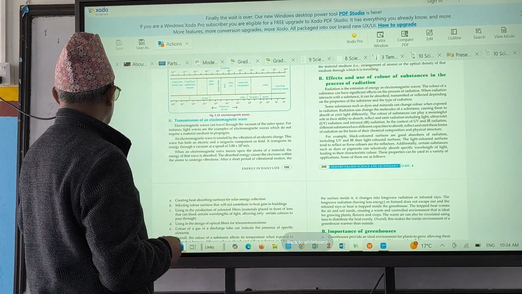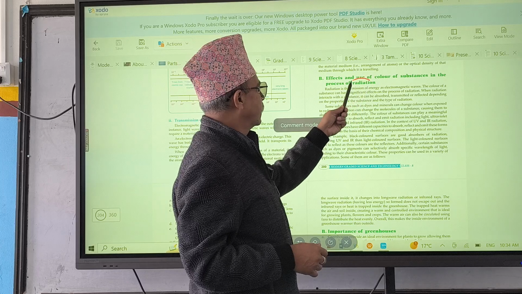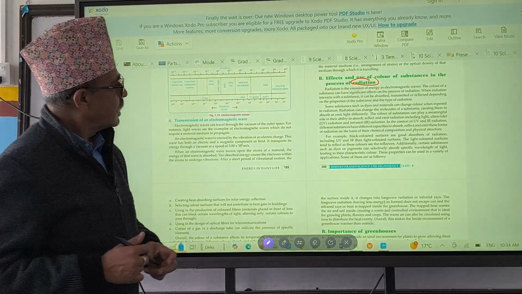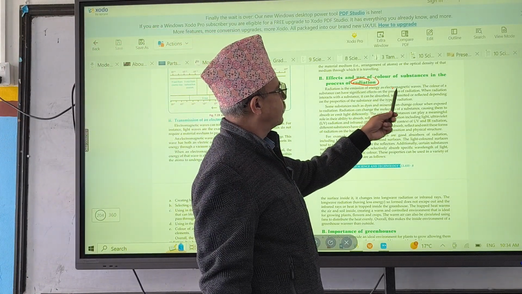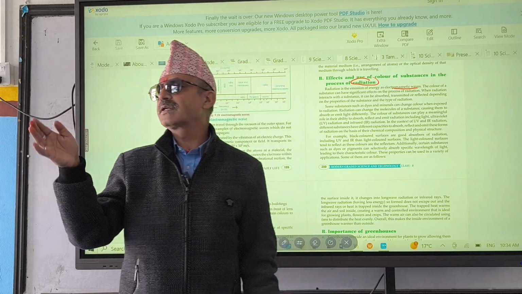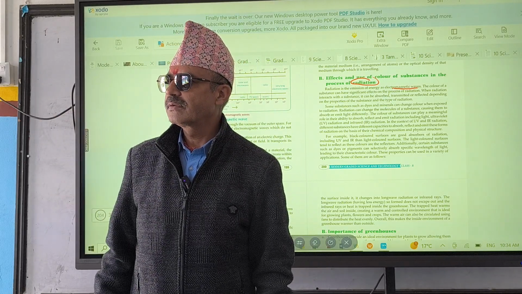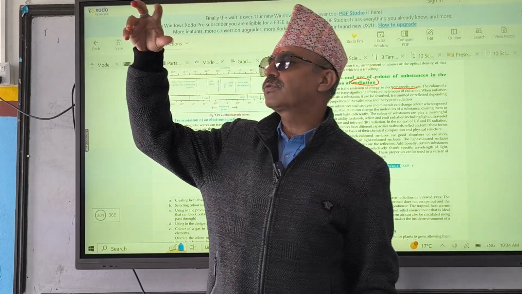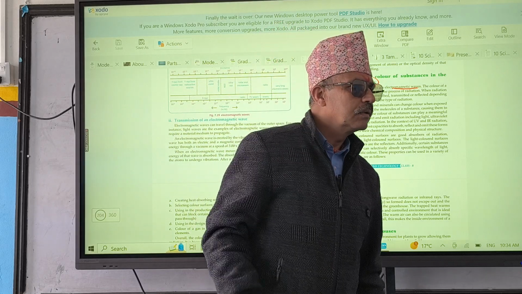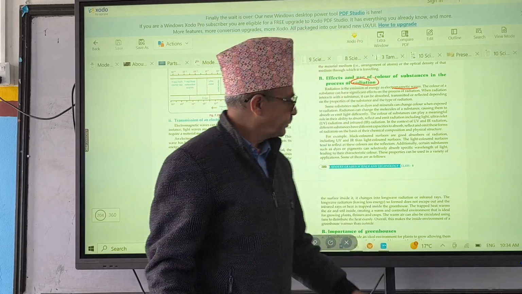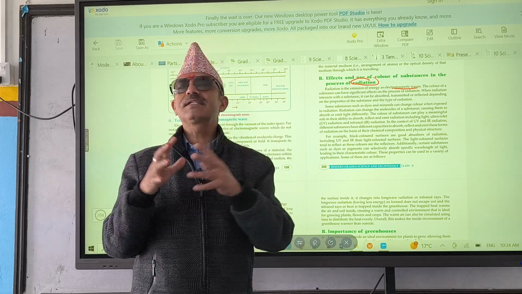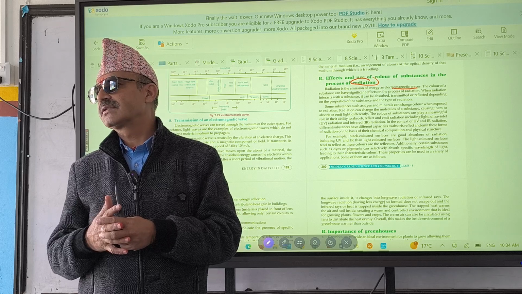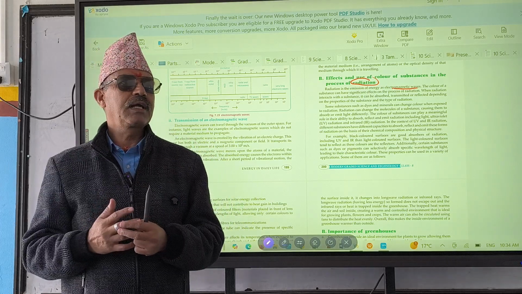Okay, now next thing we are going to discuss radiation. What is radiation? Emission of energy as electromagnetic waves, or movement of energy from one place to another, right? Energy comes from the sun to earth by radiation. Not only that, some elements release energy in the form of radiation. It is invisible, we cannot see it.